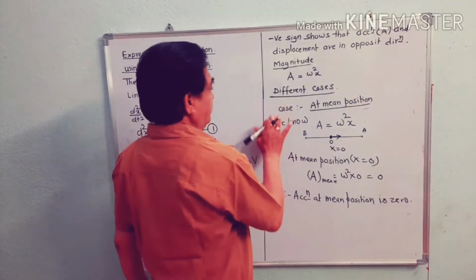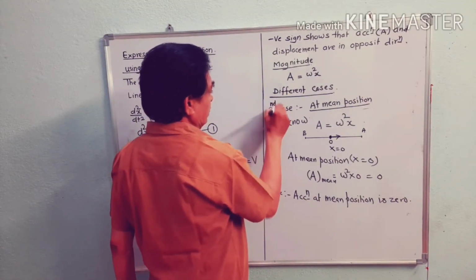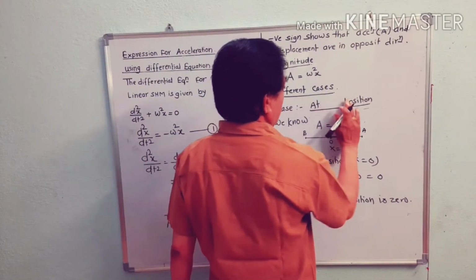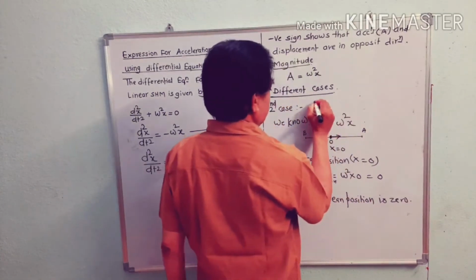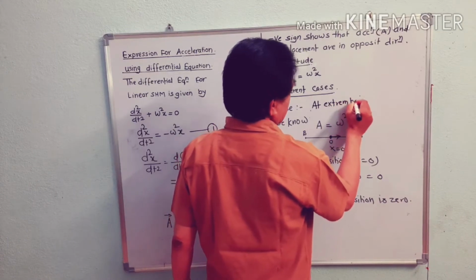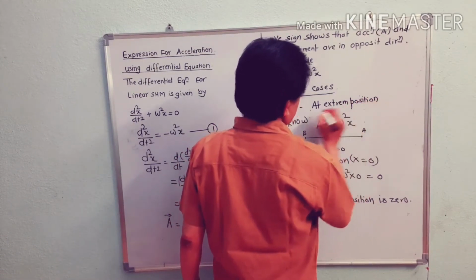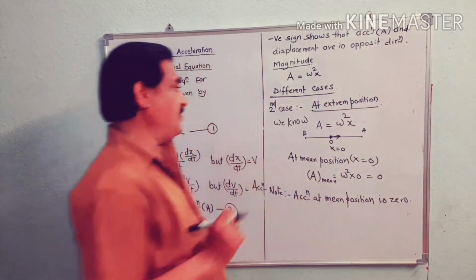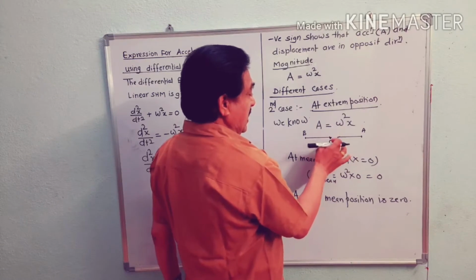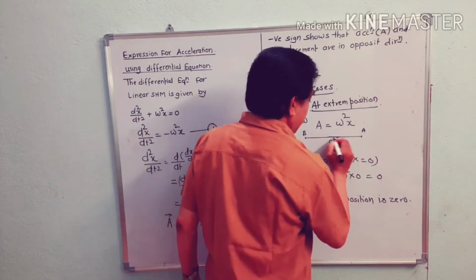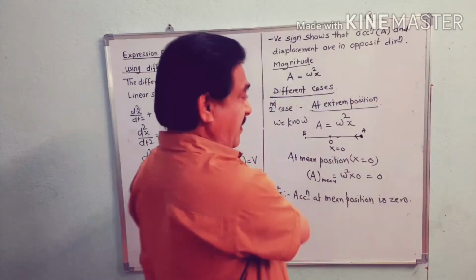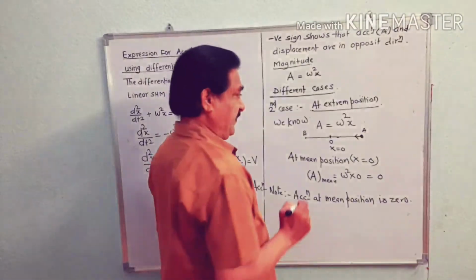Then second case, instead of mean position, at extreme position, we know acceleration is equal to omega square x. In this position, the particle is here at extreme position and it is coming back toward the mean position.